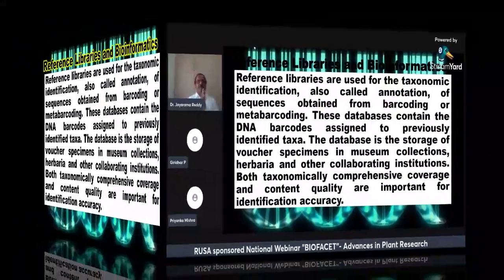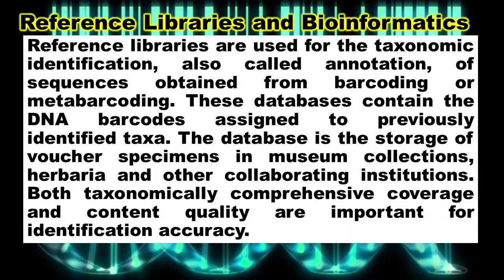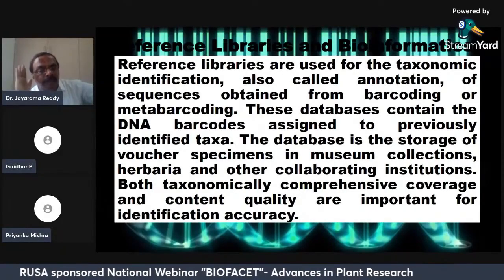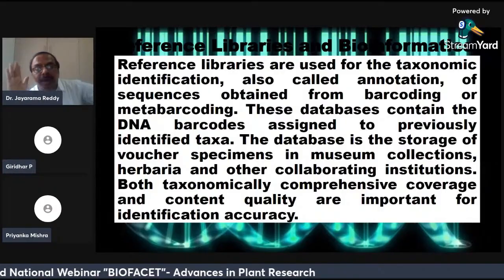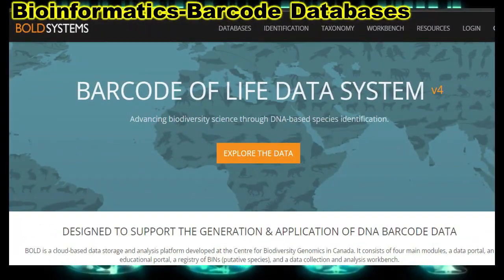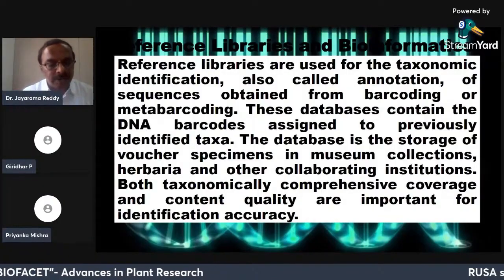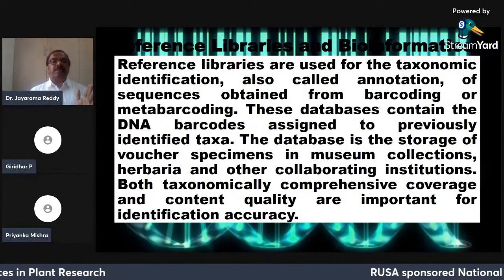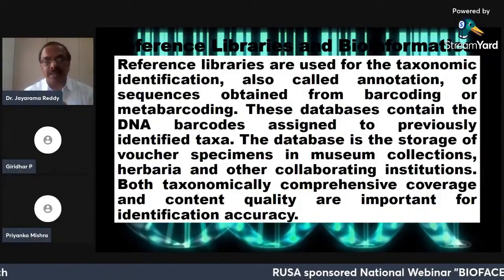The last step is called the reference library. These databases contain DNA barcodes assigned to previously identified taxa. Already 5 lakh plant species sequences have been identified, and the sequences are available in the databases. The final step of DNA barcoding is done in a reference library. What is a reference library? A reference library is nothing but a DNA barcoding database.